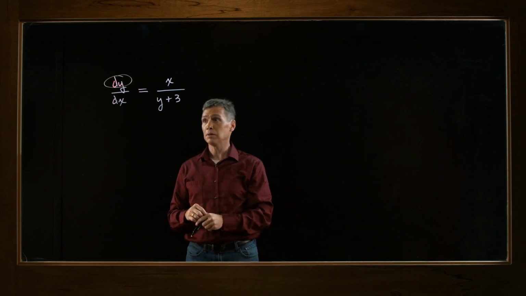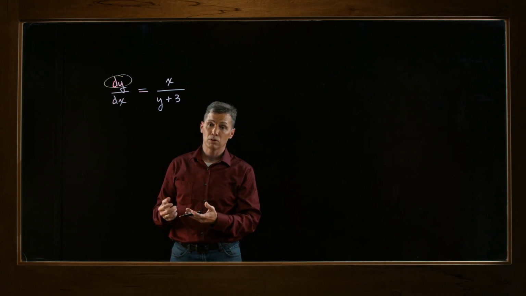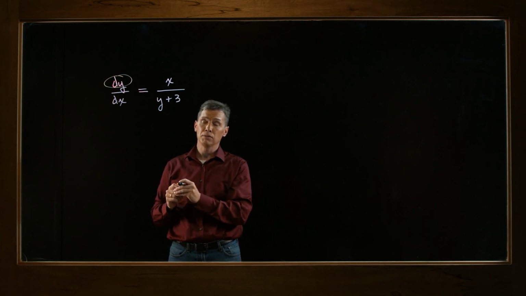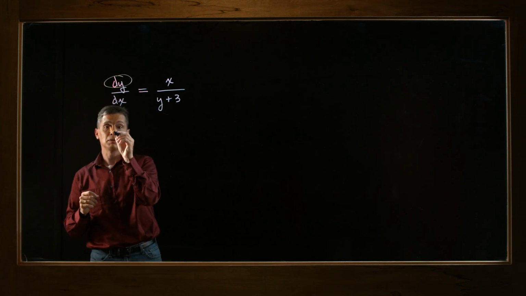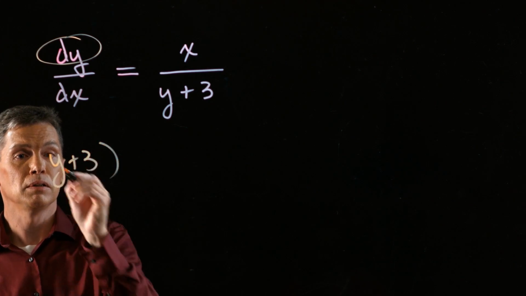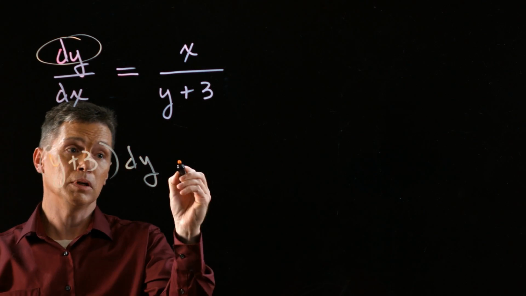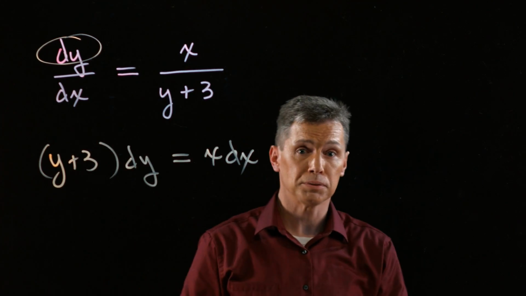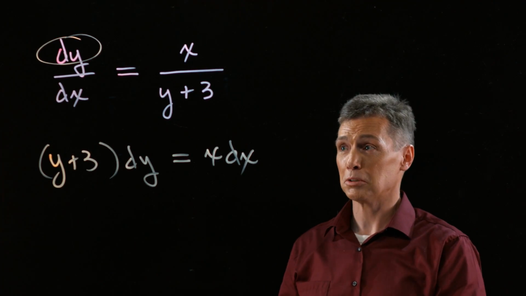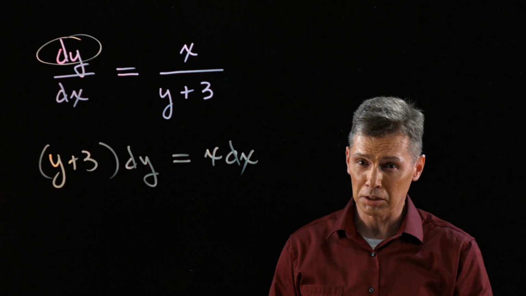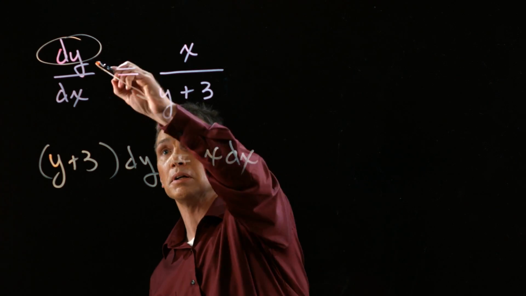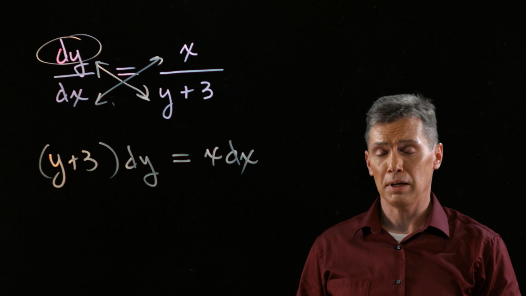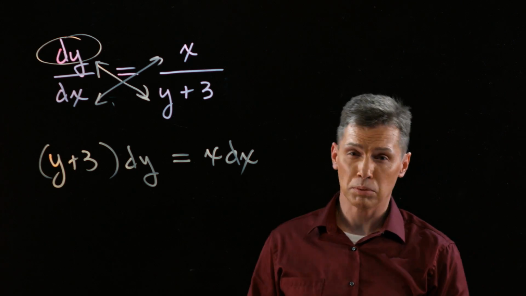So now here's my algebra. I'm actually just going to cross multiply. It's the way a lot of us think of two fractions equaling each other. So if I cross multiply here, I'll have y plus 3 times dy equals x times dx. I did a lot of talking and not much writing because that's what I was seeing in my head, just a quick cross multiply. Something we've seen before.